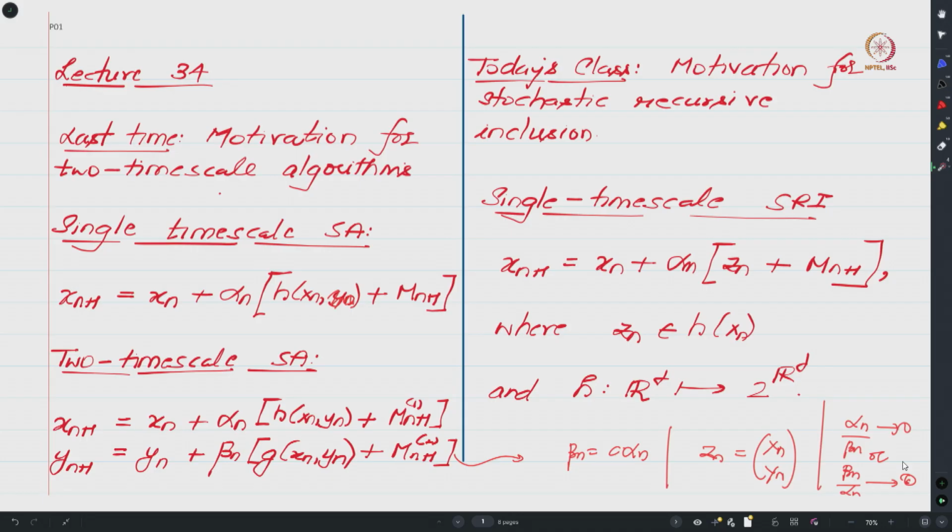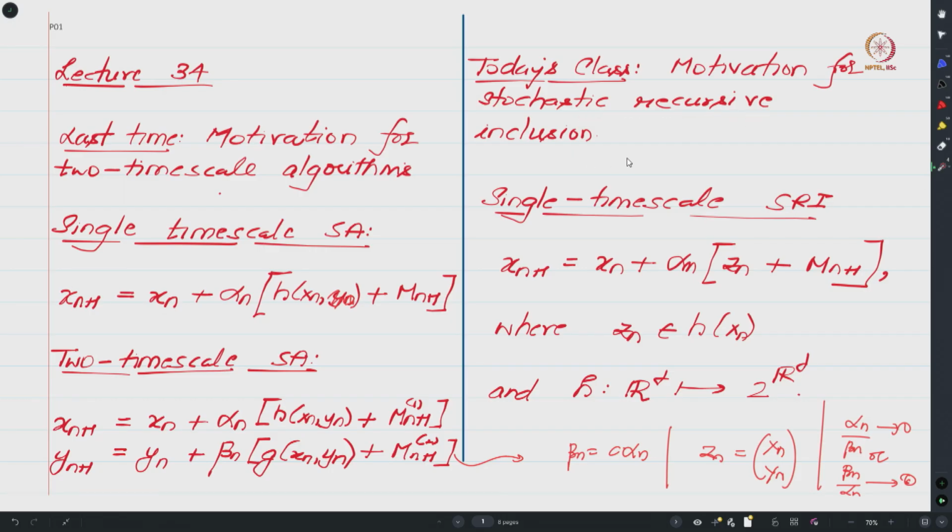So in the previous class we said that sometimes the function that we are interested in, whose 0 we are interested in finding, may not have the linearity property, which implies that the expectation and certain things need not get reversed, in which case we have to work with 2 time scale algorithms. And in today's class what we will do is we will come up with a motivation for working with stochastic recursive inclusions. Is this okay?